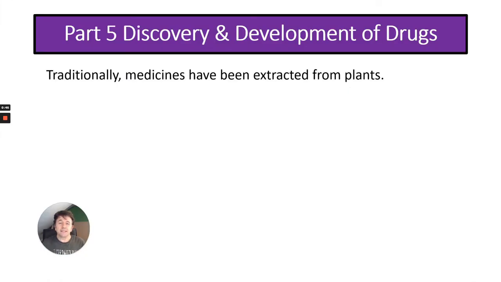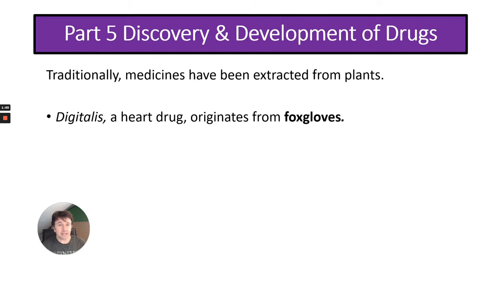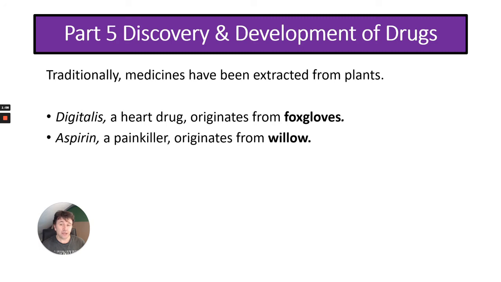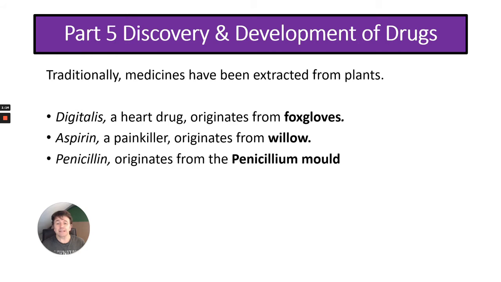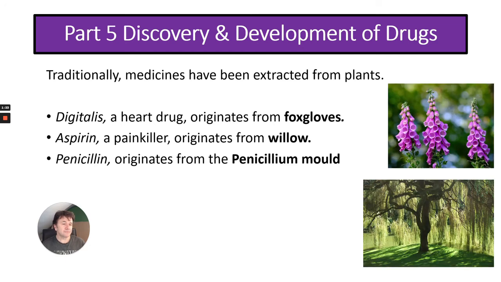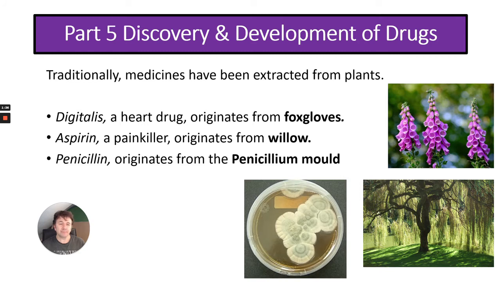Okay, so first of all we need to think about, well, why do we need to test for drugs, and what are drugs? Well, drugs are medicines, or they are things that alter your body or your brain, and traditionally medicines have been extracted from plants. In particular, here's some examples. Digitalis is a heart drug. It originates from foxgloves. We've got aspirin, a painkiller, which originates from the willow tree. And penicillin, that we talked about in a previous video, originates from the mold Penicillium. So we've got some foxgloves, willow tree, and a bit of Penicillium notatum.